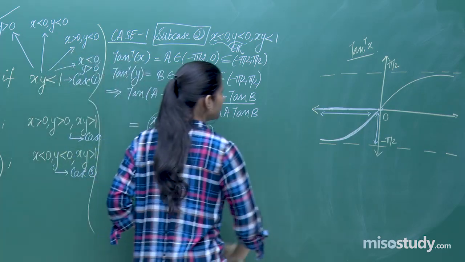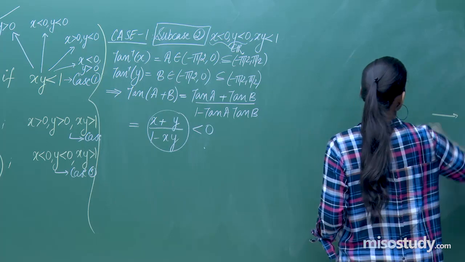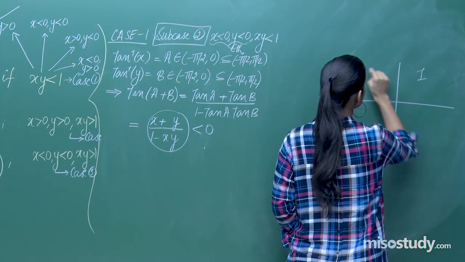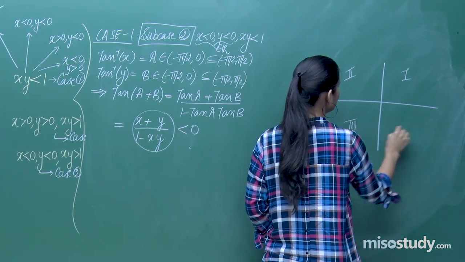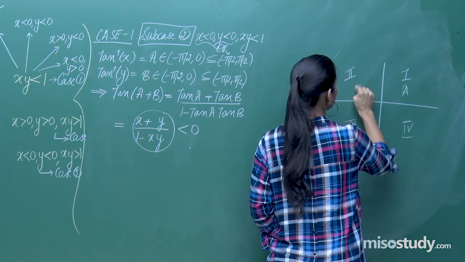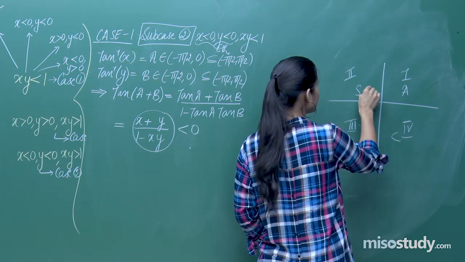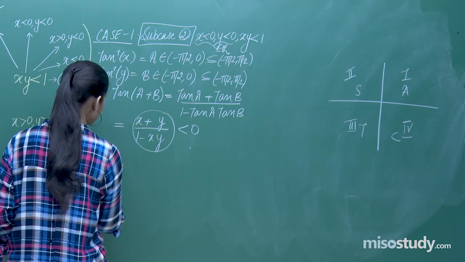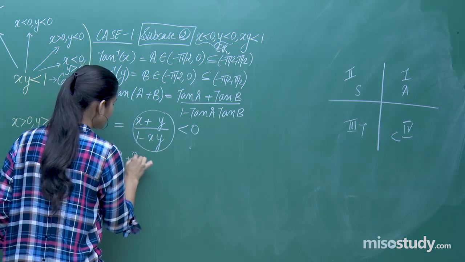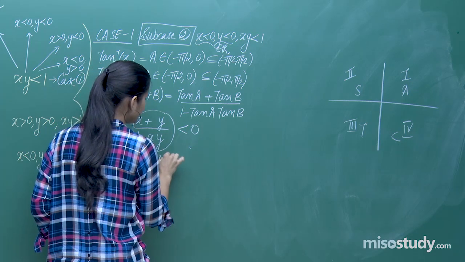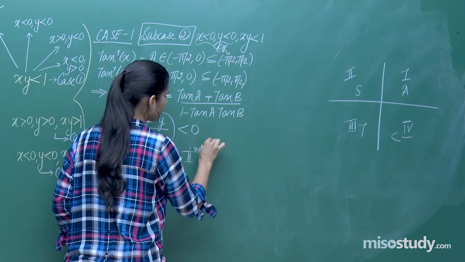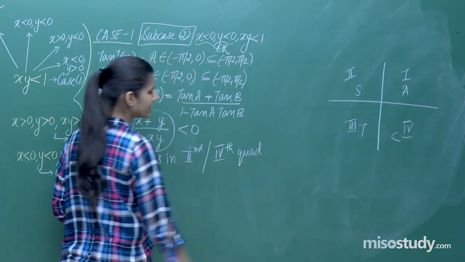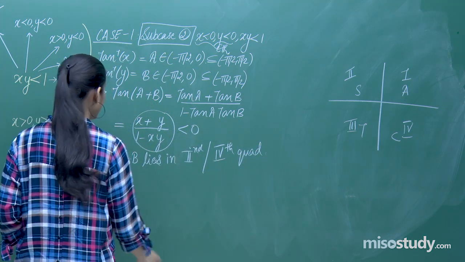So we had just done that tan function, this is the first quadrant, second quadrant, third and fourth. The rule is ASTC. Tan is negative in the second and tan is negative in the fourth quadrant. So if tan of A plus B is negative, this implies A plus B lies in either the second quadrant or the fourth quadrant. But it does not lie in the first and it does not lie in the third.